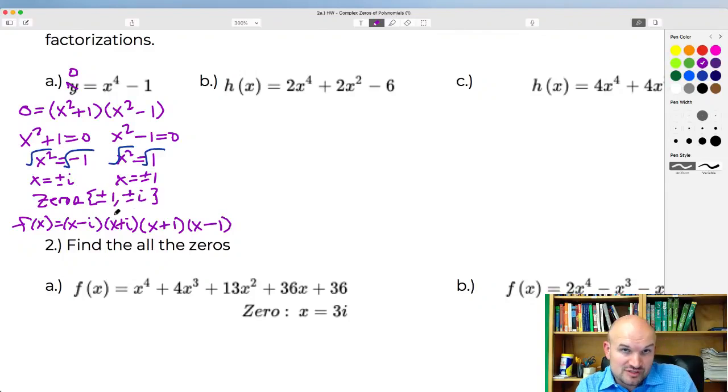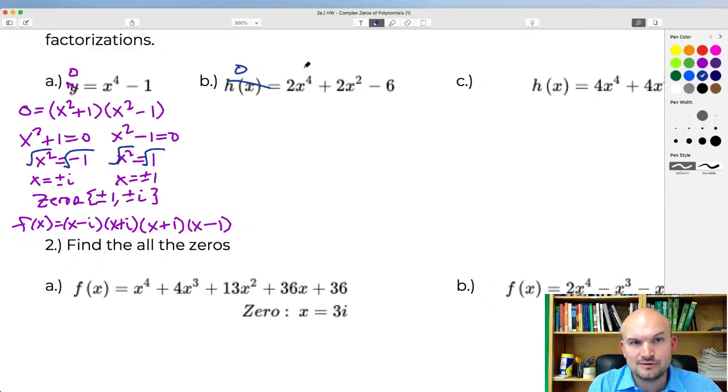And again, if you were to use the zero product property to solve these, if you were to set this equal to 0 and solve, you would get plus or minus i and plus or minus 1. So that's exactly where you can find the zeros and then take the zeros and write them as factors. That's one method. The next method here, or the next problem, we'll work in here.